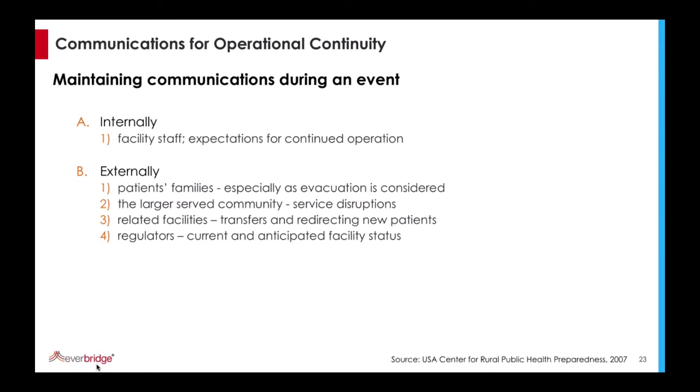Probably the most important element of any operational continuity plan is communications. Clearly, the constituents here are both internal, the facility staff, making clear what the management's expectations for continued operation are, but externally as well. Multiple constituents here. Patients' families, especially as evacuation is considered. The larger served community, the hospital's catchment area.